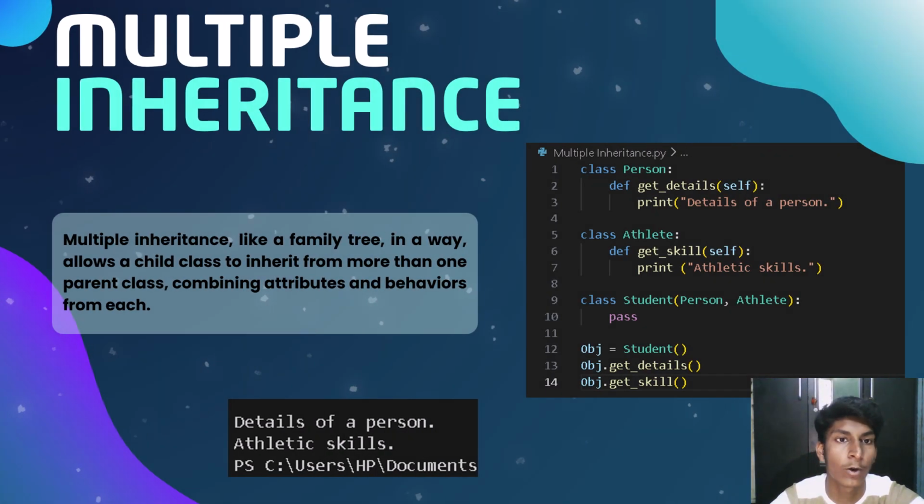Now moving forward on to multiple inheritance. Multiple inheritance, like a family tree, in a way allows a child class to inherit from more than one parent class, combining attributes and behaviors from each.